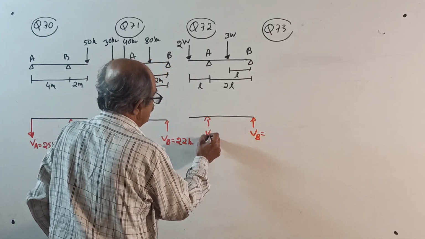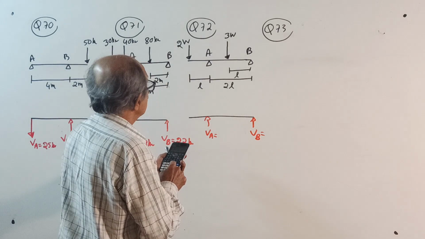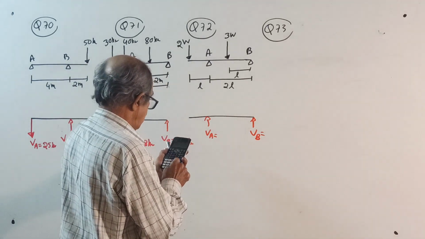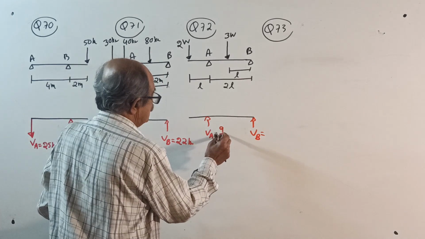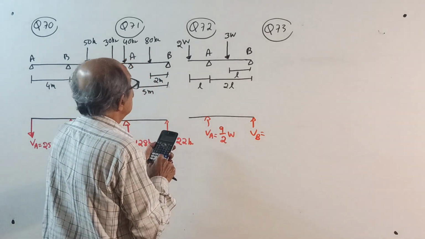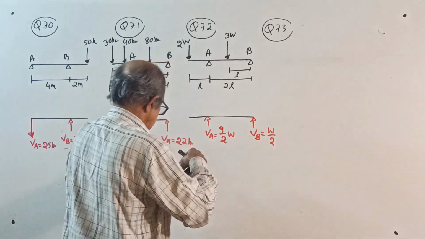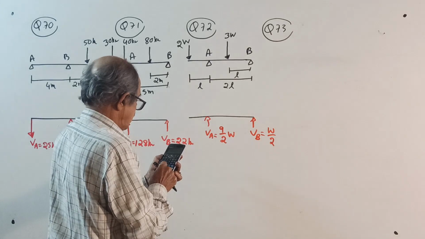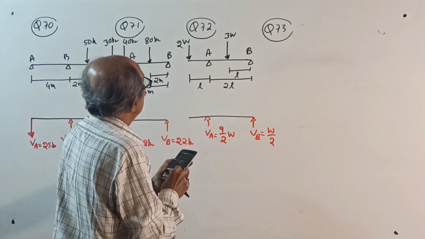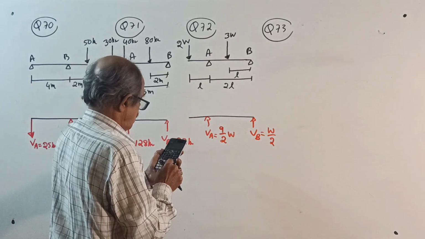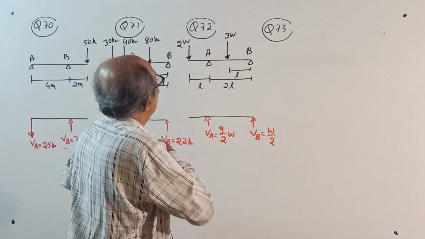VB, VA. I know both are going upwards. You have got a guarantee for that one. 3 plus 2 into 3 divided by 2 gives 4.5 W or 9 by 2 W. 9 by 2 W minus 5 is W by 2. Check the answer. If I take moment about this point, 3 into 1 minus 2 into 1 divided by 2. Oh, it's correct. Okay, 73.